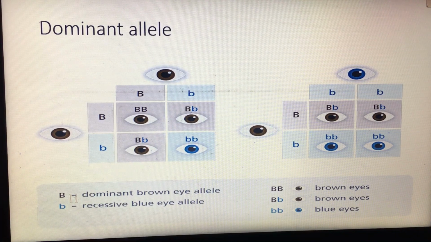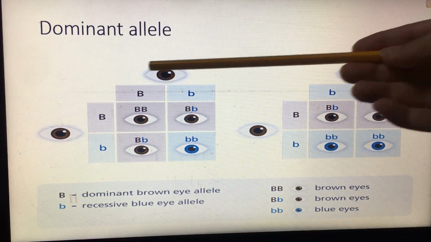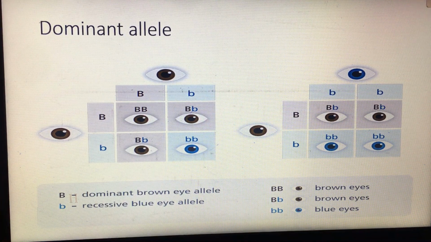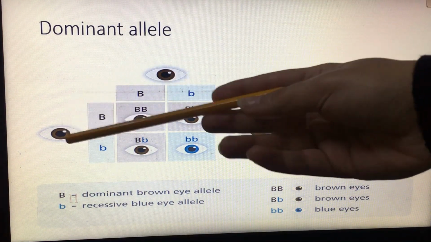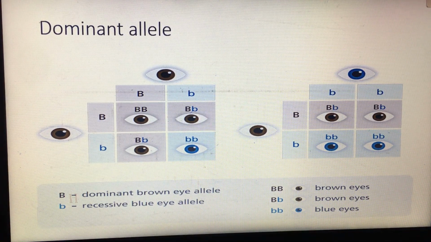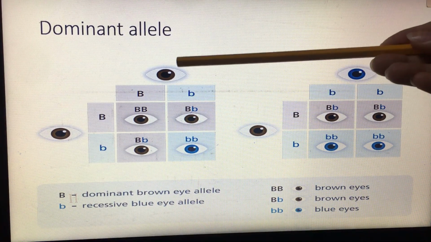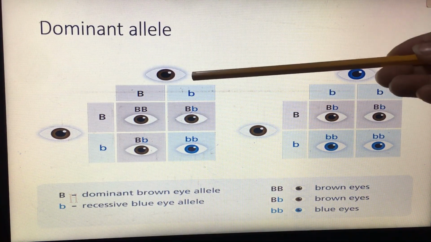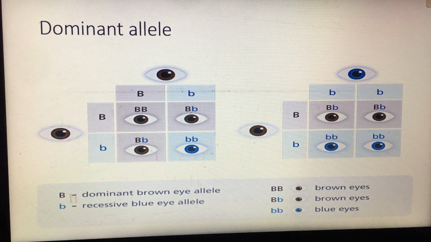Understand that here, the mother has brown eyes and the father has brown eyes. Here, the brown is dominant. B capital is dominant, which is brown. Okay? But the mother and father both have the recessive allele. Now, what will happen when the gametes from the mother fuse with the gametes from the father? We have 4 possibilities.